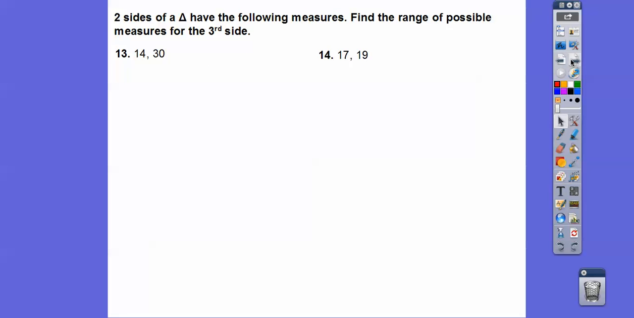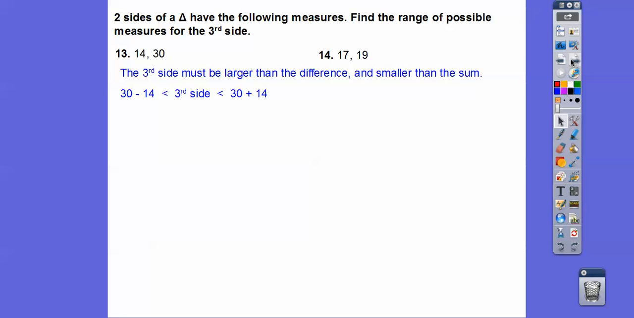All right, so two sides of a triangle have the following measure. Find the range of the possible measures of the third side. Okay, so what you do is you add them and subtract them. The third side is going to be larger than the difference of them, but smaller than the sum of them. So add them and subtract them, and that'll give you your upper boundary and your lower boundary. Okay, so subtract these two is going to be less than the third side, and then the third side is going to be less than the addition of those two. So that's all you do. Add them, subtract them. Same with this one. Add them and subtract them.